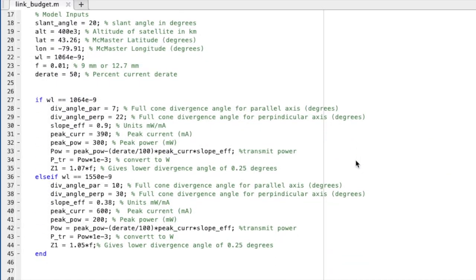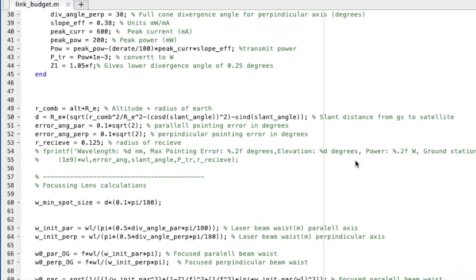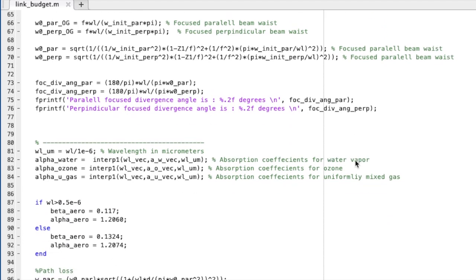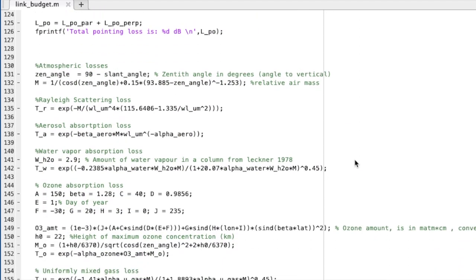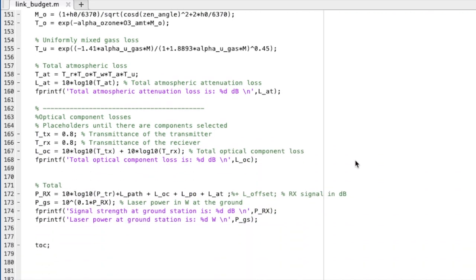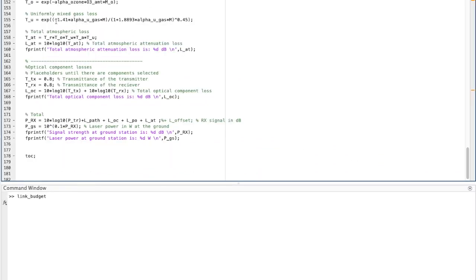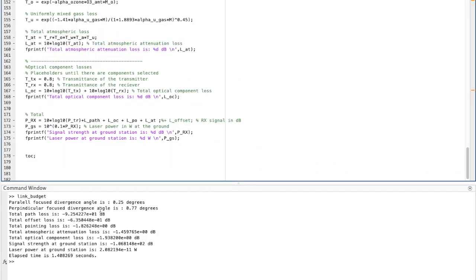A link budget is a calculation that accounts for all gains and losses along a signal's propagation path. An important consideration is atmospheric attenuation, which is highly wavelength dependent. These effects are combined to calculate the laser power observed at the ground station.